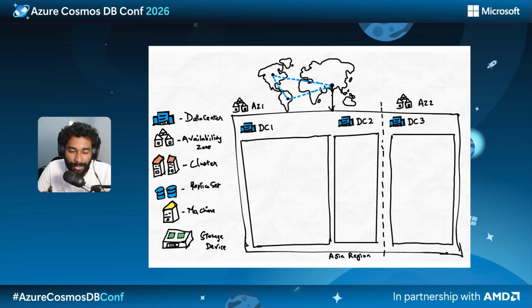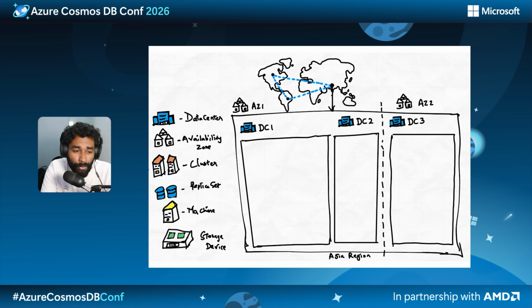And this is how it looks. As we discussed earlier, Cosmos DB allows us to replicate our data across different regions. For example, I'm going to take the Asia region in this diagram. And within that region, you will have multiple data centers, DC1, DC2, and DC3. Each of these data centers can span across multiple availability zones. Now, the availability zones are nothing but physically separate locations that have their own power, network, and other components, right?